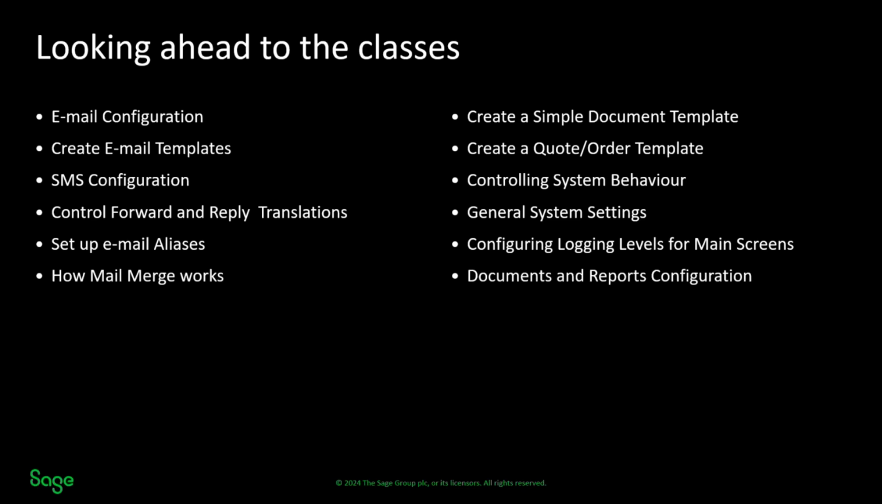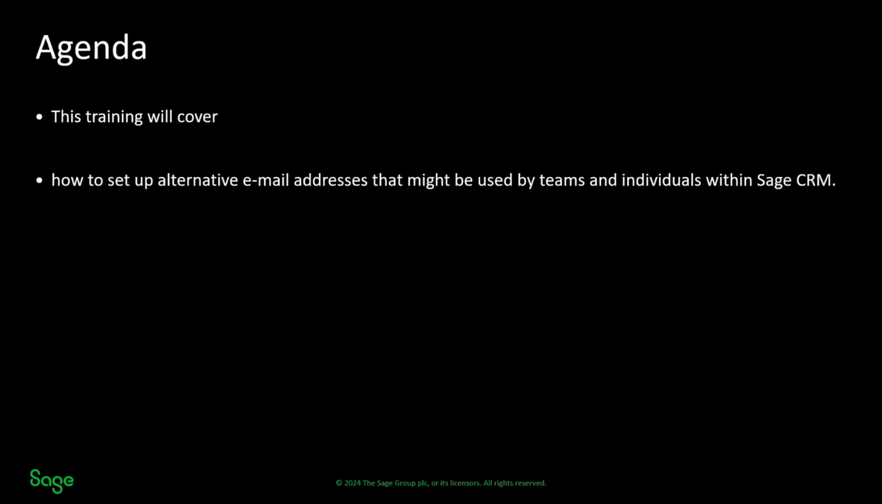And we'll be going on to build up a whole set of other topics later on in this cycle, including all about mail merge and the general system settings. But today we're looking specifically at a topic around the use of email aliases. So this is designed to help the new system administrator, and we're covering the knowledge needed to understand how to set up alternative email addresses that might be used by teams and individuals within Sage CRM.